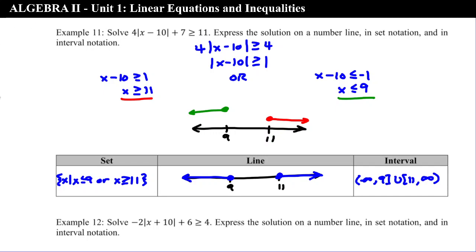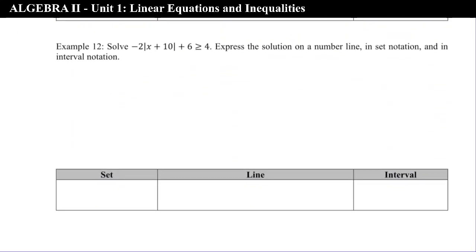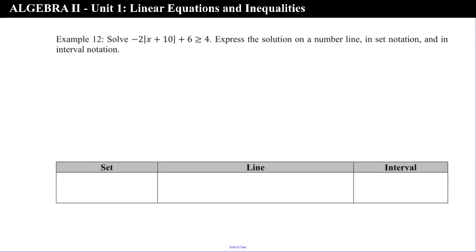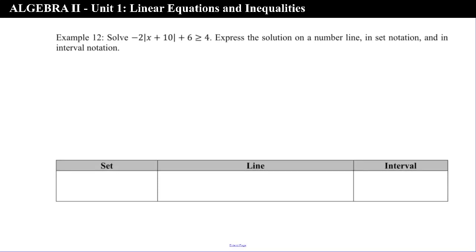All right, in example 12, we're going to solve this one. So again, we are going to start by getting the absolute value by itself. So we subtract 6 from each side to begin. So you get negative 2 times the absolute value of x plus 10 is greater than or equal to negative 2. Then we divide each side by negative 2.